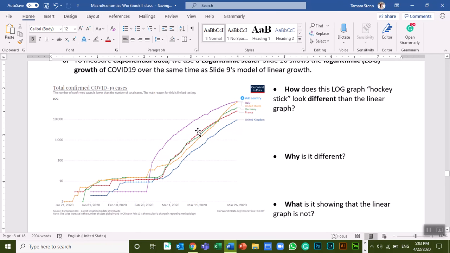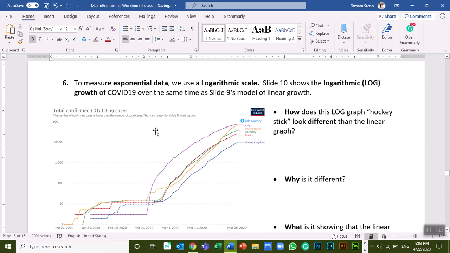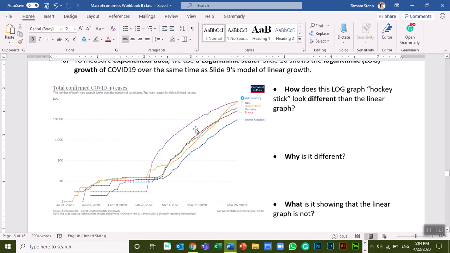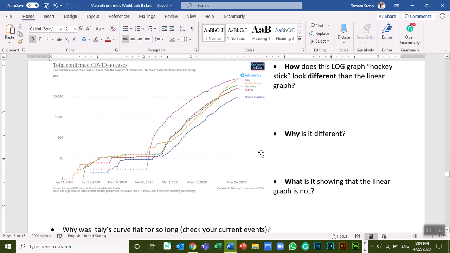What is it showing us that the linear graph is not showing us? Okay, and this time what we're looking at is the total number of cases based on population, right? How many people per how many people in the population are getting identified as having COVID-19. And again, we have to take these numbers with a grain of salt because we know not everybody's getting tested. Okay, but from the data that we have, how is that in relation to the population of the location that's being tested?